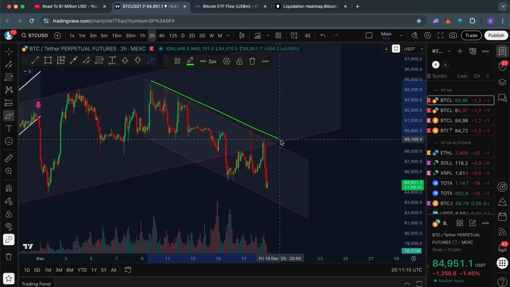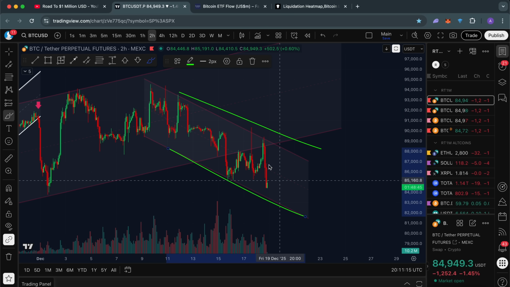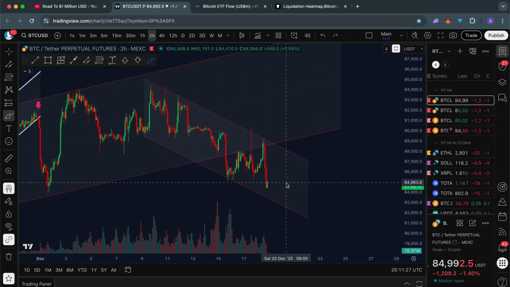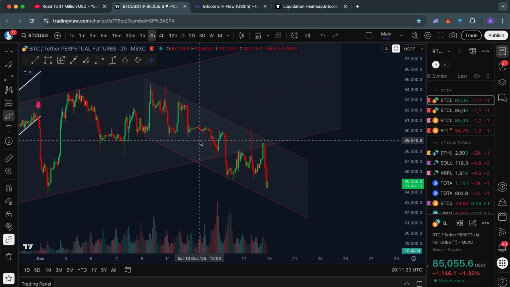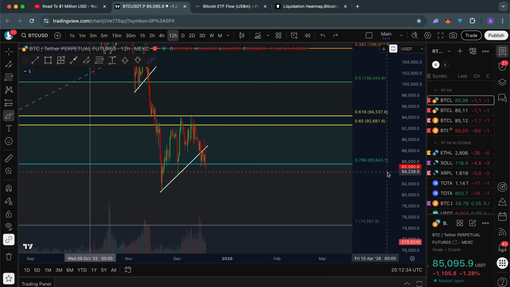Besides that, on this 2-hour time frame, we are also potentially starting to form some kind of descending channel here. And while currently this isn't really anything significant, I did want to point it out here because I might revisit this tomorrow. Now, looking at this 12-hour time frame, notice how right now we are actually trading below this 0.786 Fibonacci level, sitting at 85.6k.